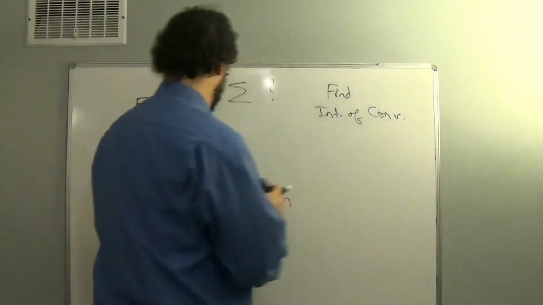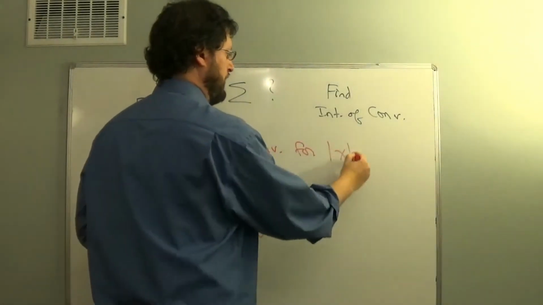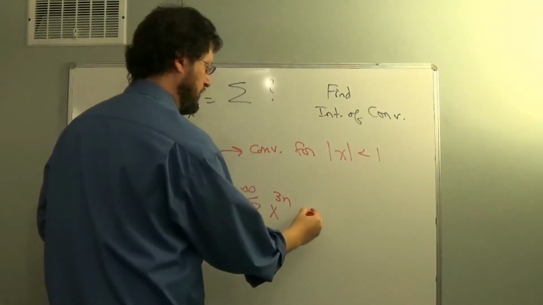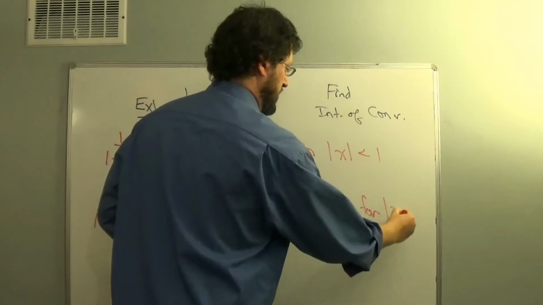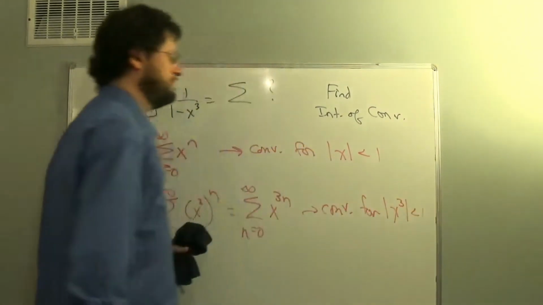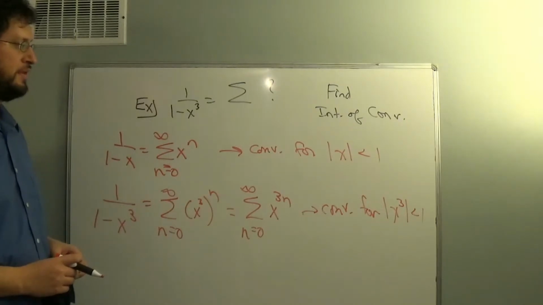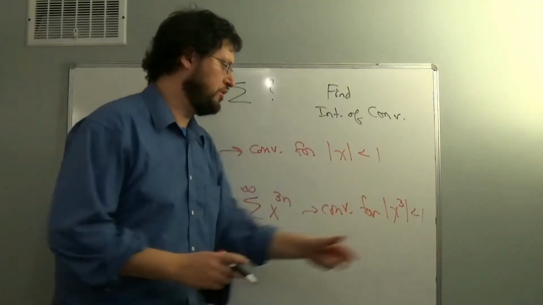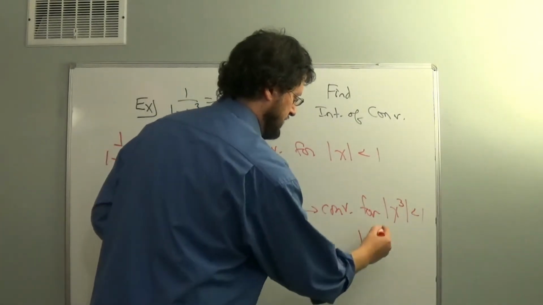Maybe let me put this one up here. This one converges for absolute value of x less than 1. So this one will converge for absolute value of x cubed less than 1. We've just replaced x by x cubed. Well, if I take the cube root of both sides, I get absolute value of x.